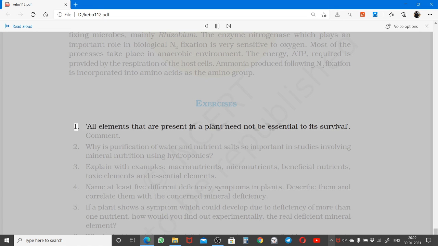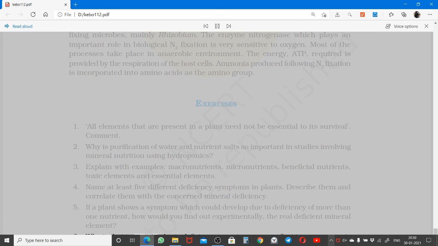Exercises. 1. All elements that are present in a plant need not be essential to its survival. Comment. 2. Why is purification of water and nutrient salts so important in studies involving mineral nutrition using hydroponics? 3. Explain with examples, macronutrients, micronutrients, beneficial nutrients, toxic elements, and essential elements. 4. Name at least 5 different deficiency symptoms in plants. Describe them and correlate them with the concerned mineral deficiency. 5. If a plant shows a symptom which could develop due to deficiency of more than one nutrient, how would you find out experimentally the real deficient mineral element?